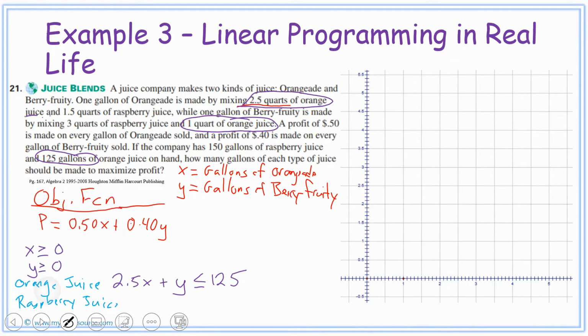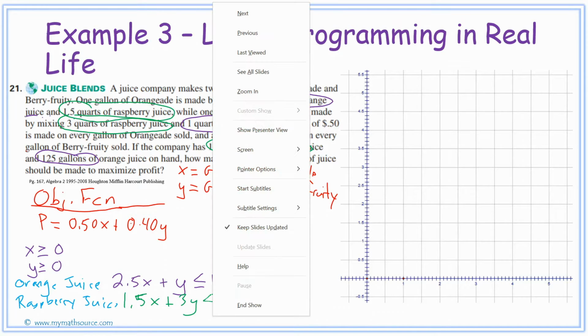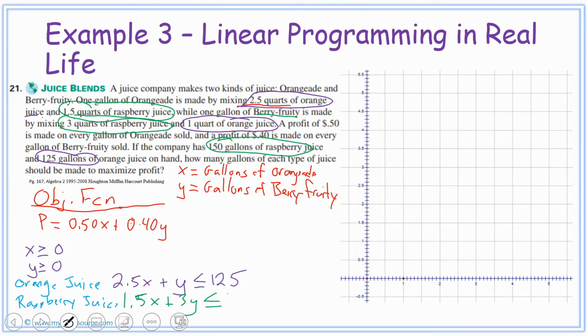Then we could do the same thing and we could use green there. We're looking now at berry fruity based off of the raspberry juice used and also orangeade. So in the orangeade we use 1.5 quarts of raspberry juice. That's on our orangeade, so that's 1.5x. Plus, how much raspberry juice do we use for berry fruity, which is y. 3 quarts of raspberry juice in our berry fruity. So that would be 3y. And the total amount of raspberry juice used, they have it mixed up a bit, is 150 gallons. So you got to be careful that you don't write it in the same order. So less than or equal to 150.